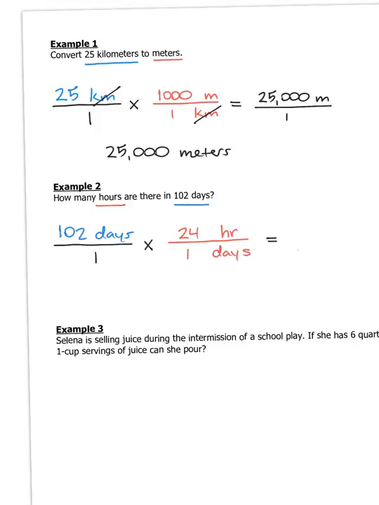So now if I multiply here, my units of days will cancel. And so I have 102 times 24, and that comes out to be 2,448. So there are 2,448 hours in 102 days.